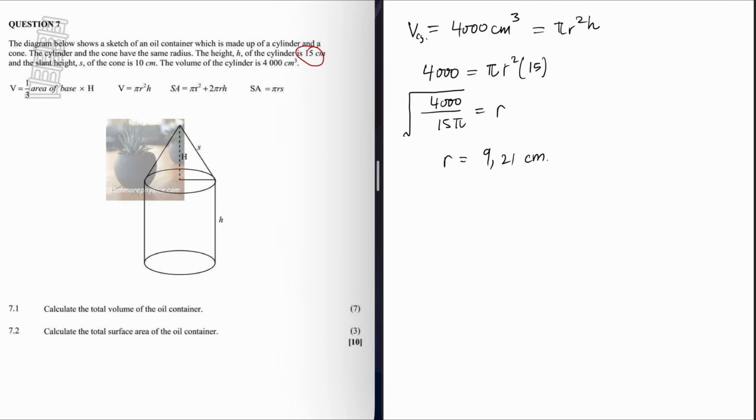Now we can then work out the volume of this cone, right? So to calculate the volume of the cone is going to equal 1/3 the area of the base. So the base is a circle, so it's going to be pi r squared, that's the area of the base, times the height. Now that's going to be 1/3 pi, the radius is 9,21, we're squaring that, and that's going to be multiplied by the height.